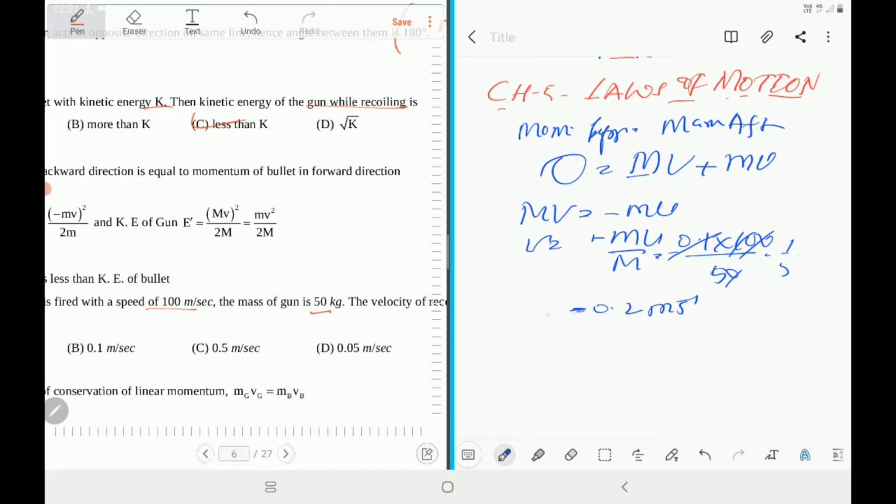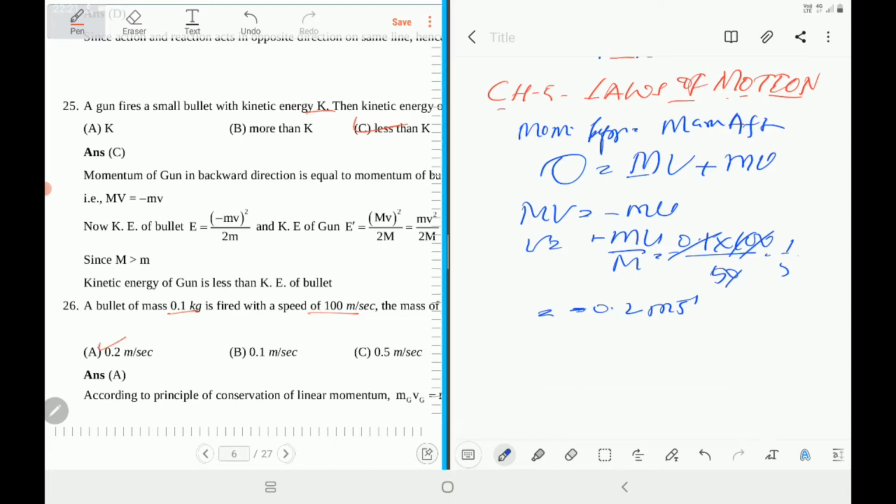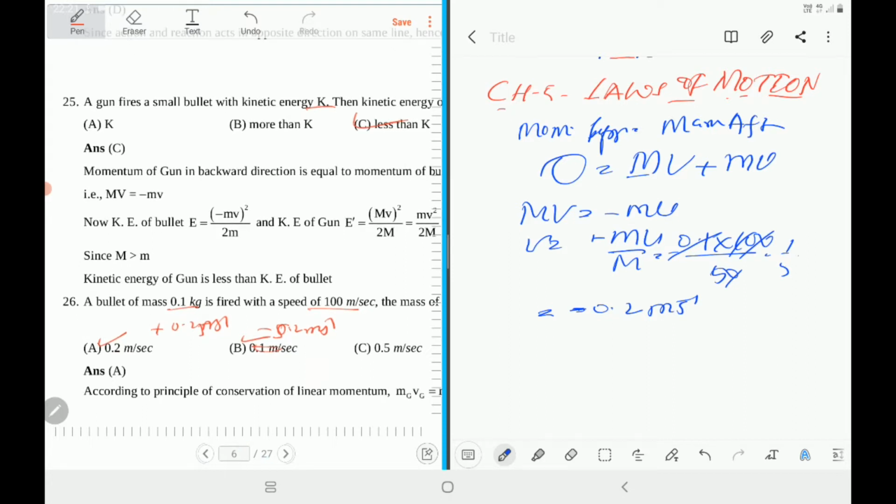Actually, you are getting a negative answer, implying that the gun recoils, moves backwards. That's why your answer is 0.2. My dear students, if there are two options, one plus 0.2 meter per second, the other minus 0.2 meter per second, then we will go with minus 0.2. Why? Because a gun recoils, but here he says recoiling speed. That's why you just mark 0.2. He only says recoiling 0.2. Otherwise, if only one option is there, no plus minus sign, just mark that value and proceed. But if both positive and negative answers with the same value are there, go with the minus sign.